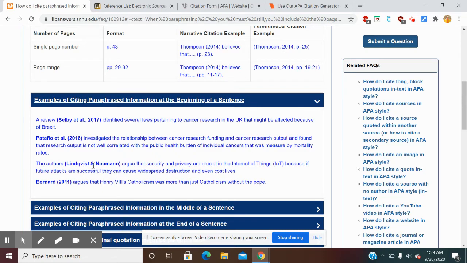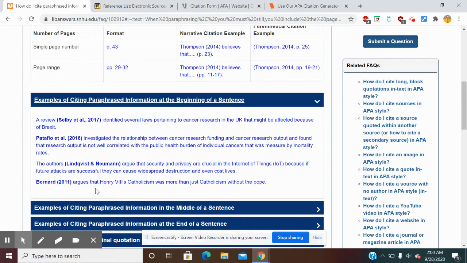The authors, Linkist and Newman, argue that security and privacy are crucial in the Internet of Things, or IoT, because if future attacks are successful, they can cause widespread destruction and even cost lives. Again, this is a citation that is used at the beginning. Now, here I would take it a step further. They just listed the authors. I would come to the end. I would list the authors again. I would list the date of publication and list the page numbers to be on the safe side. I'm always afraid of plagiarizing, so I recommend that all of us be on the safe side.